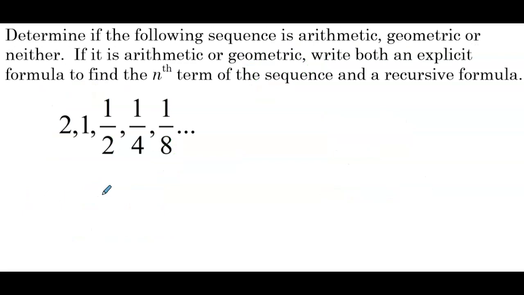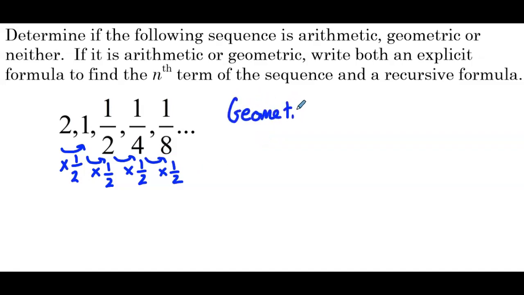So same directions, new sequence: 2, 1, 1/2, 1/4, 1/8, continuing on. Looking at the terms of this sequence, it looks like we're multiplying by the same value to go from one to the next. So to go from 2 to 1, we would multiply by 1/2. And then times 1/2, we would get 1/2. Times 1/2, we would get 1/4. Times 1/2, we would get 1/8. So we have a common ratio through this sequence. So we have a geometric sequence with a common ratio of 1/2.